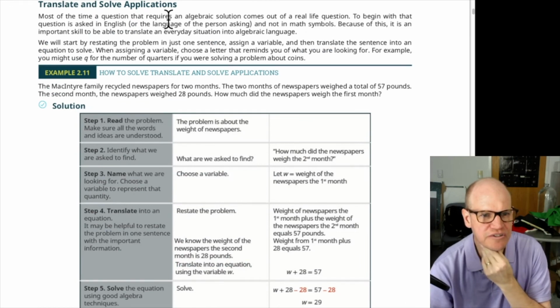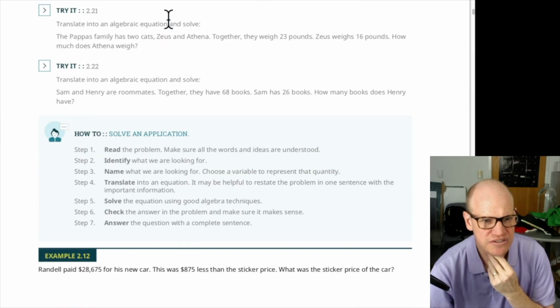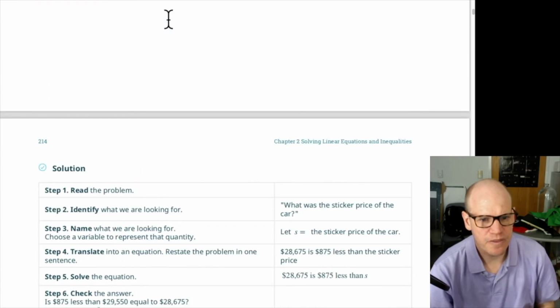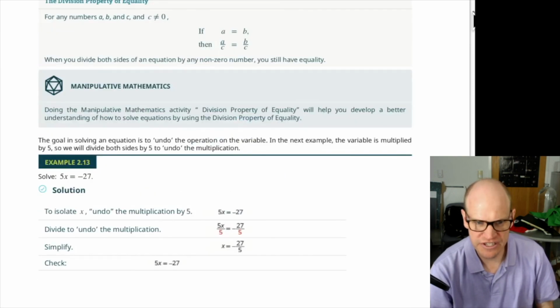Translate and solve applications. So one of the things that this book is going to go into is, what about formulas that have multiple variables?